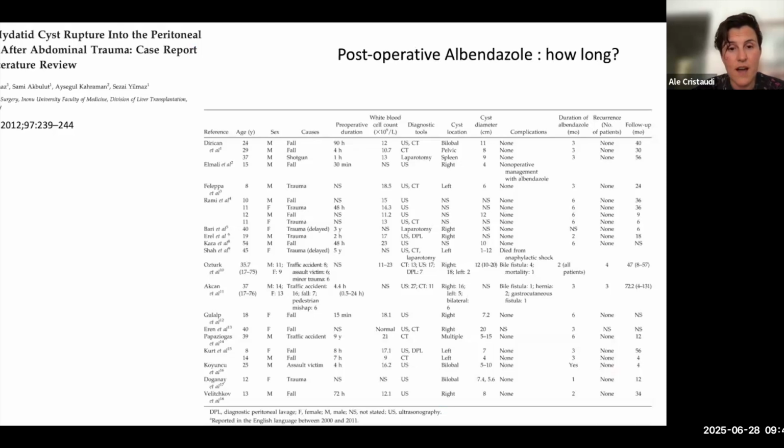And afterwards, how long should this patient continue the albendazole? In the literature and from international recommendations, it can vary from 1 year to a few months. This is the widest review that I found, which is now quite dated. But actually, the median duration of albendazole after surgery was about 3 to 6 months. So the discussion is open.